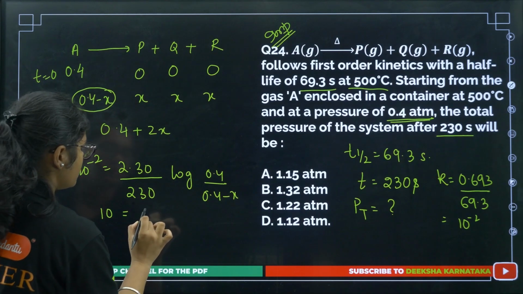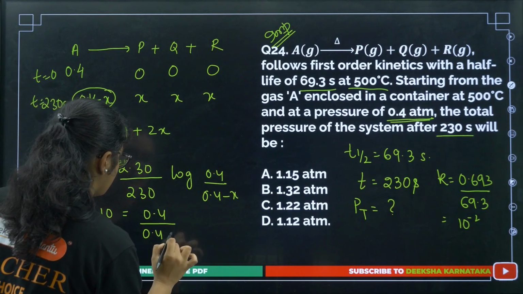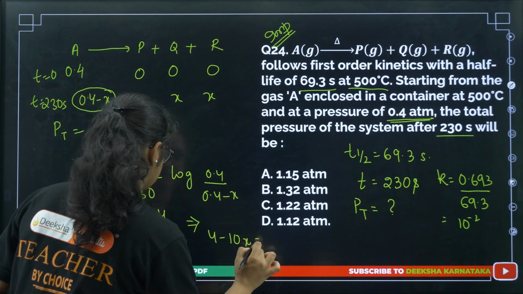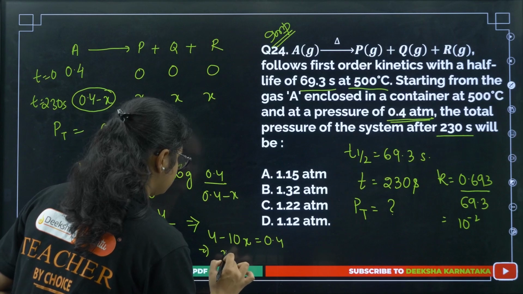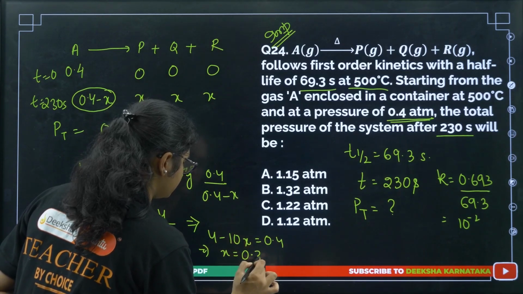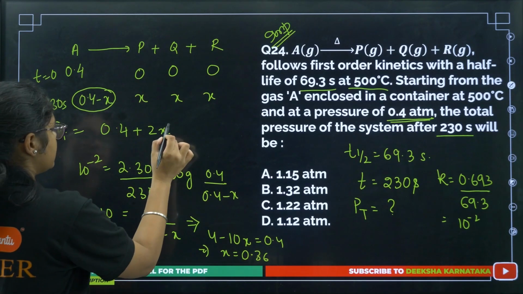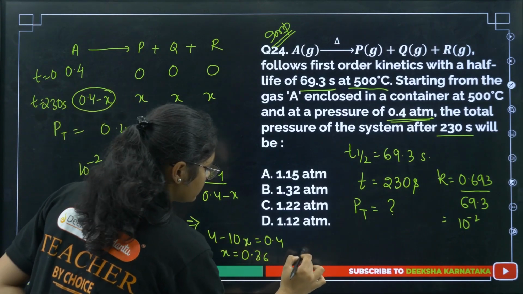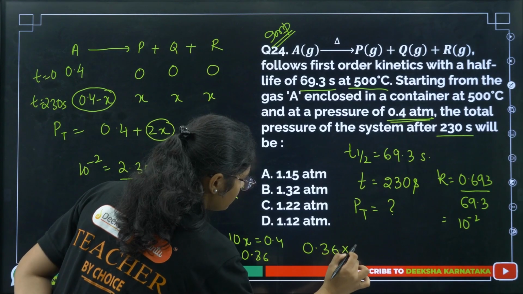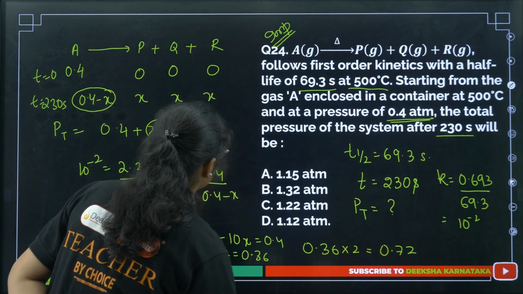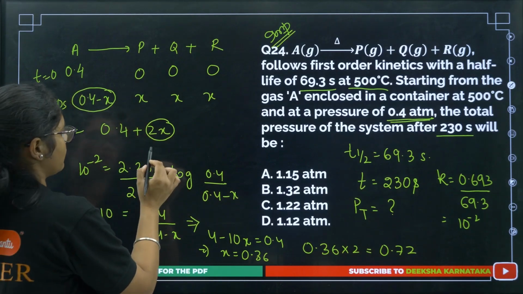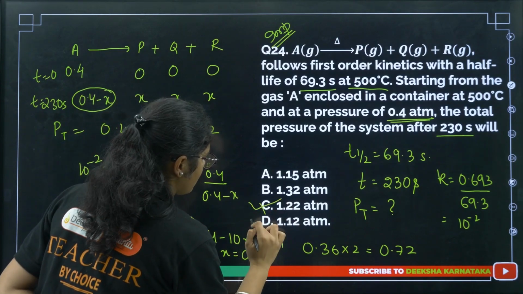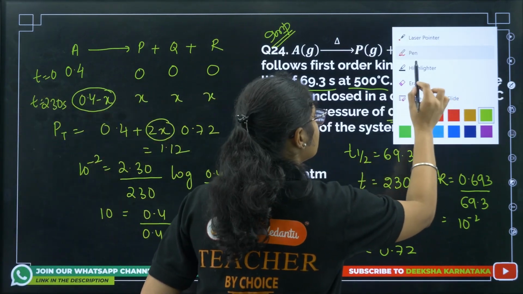So I will get 10 is equal to 0.4 by 0.4 minus x, and then if I substitute this, I will get 4 minus 10x is equal to 0.4. So I will get x is equal to 0.36. So 0.36 is the x value. Now 2 into 0.36, I'll get 0.72, then 0.72 plus 0.4. If I add, I'll get 1.12. Correct answer will be option number D, 1.12.